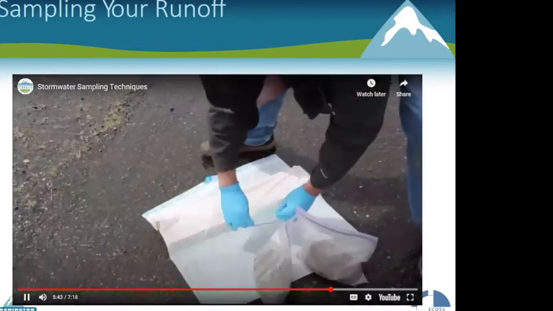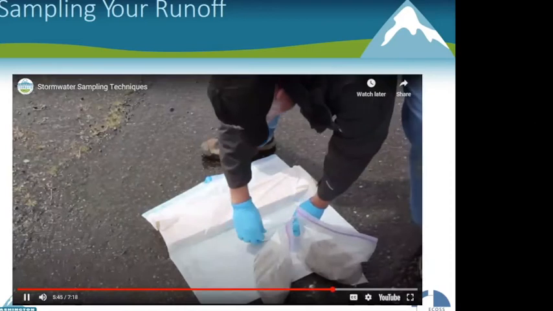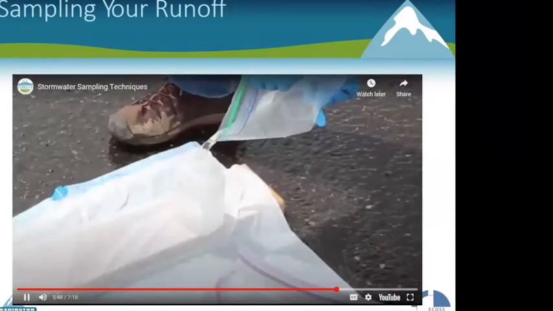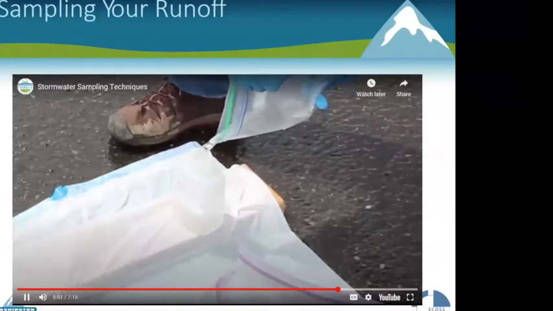Using the Ziploc bag, collect the stormwater in the deepened area. Carefully pour the water into your sample bottle. Repeat as necessary to fill the container.